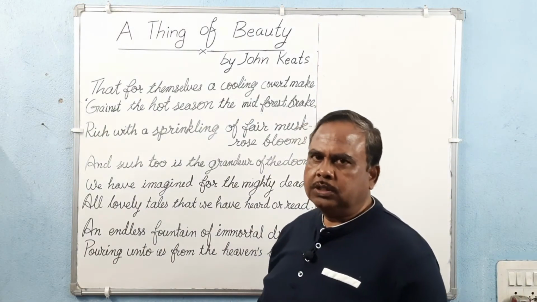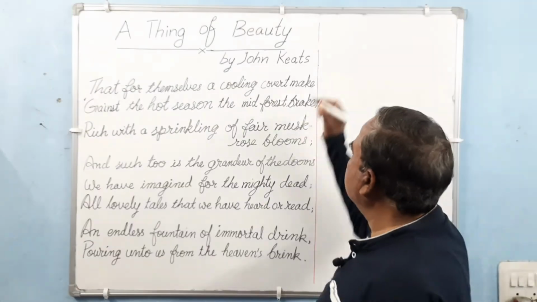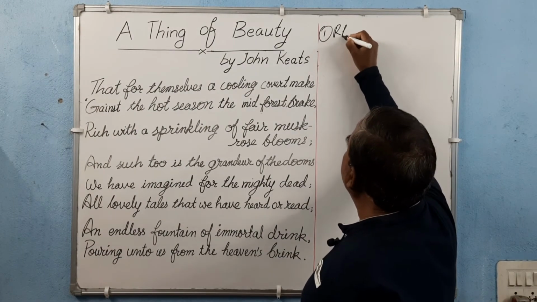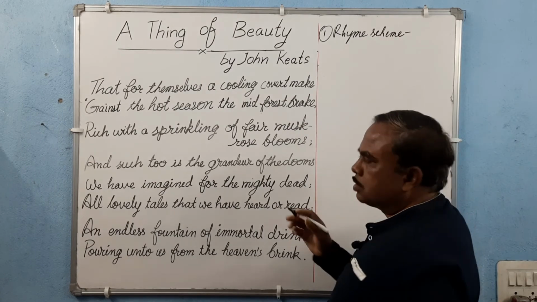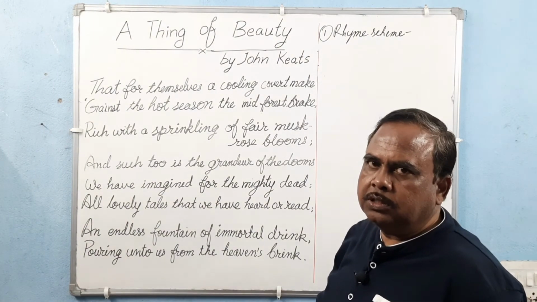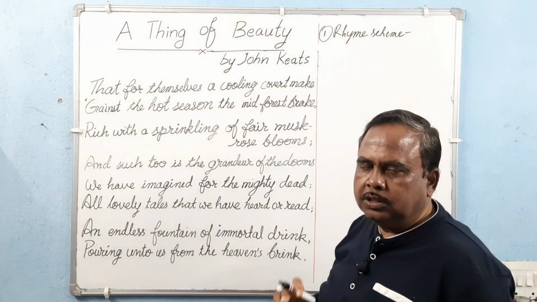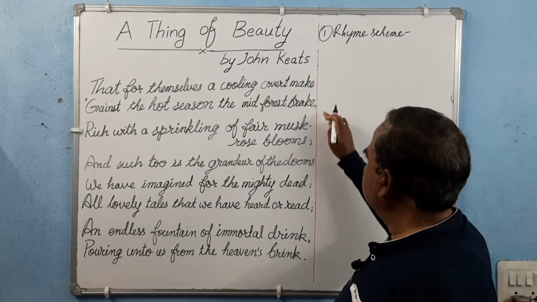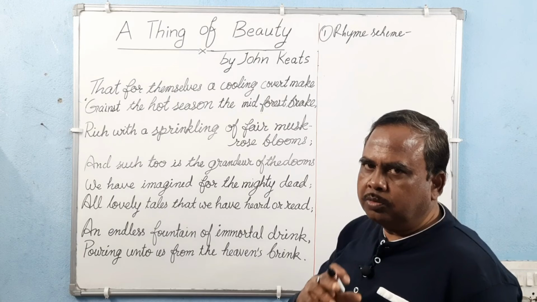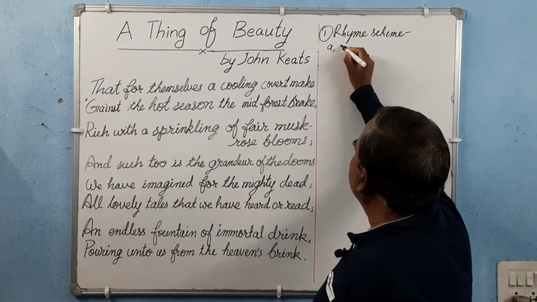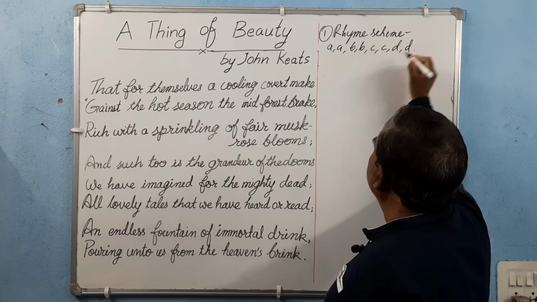Let us see all poetic devices in stanza 3. First poetic device is rhyme scheme. Rhyme scheme follows the same pattern as in the first and second stanza. This stanza is also written in rhyming couplets. Make, break, blooms, dooms, dead, red, drink, bring. So the rhyme scheme of this stanza is AA, BB, CC, DD.